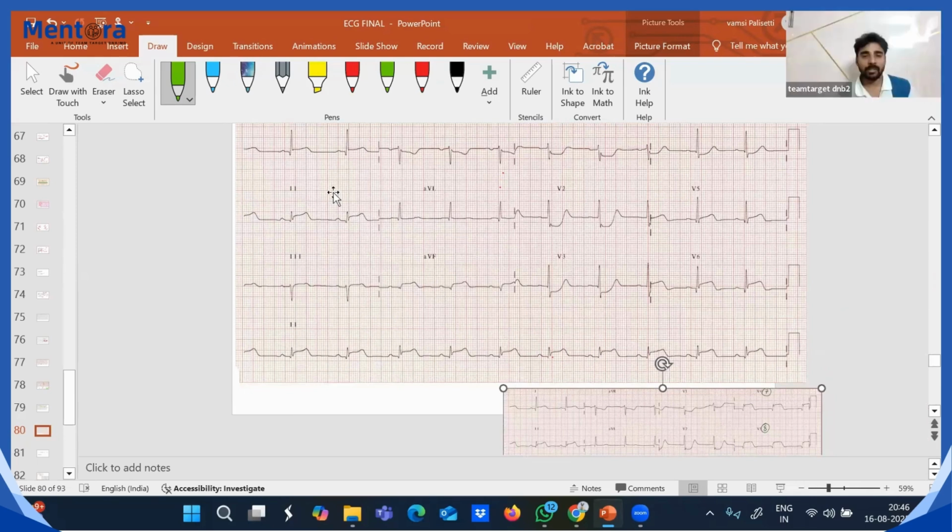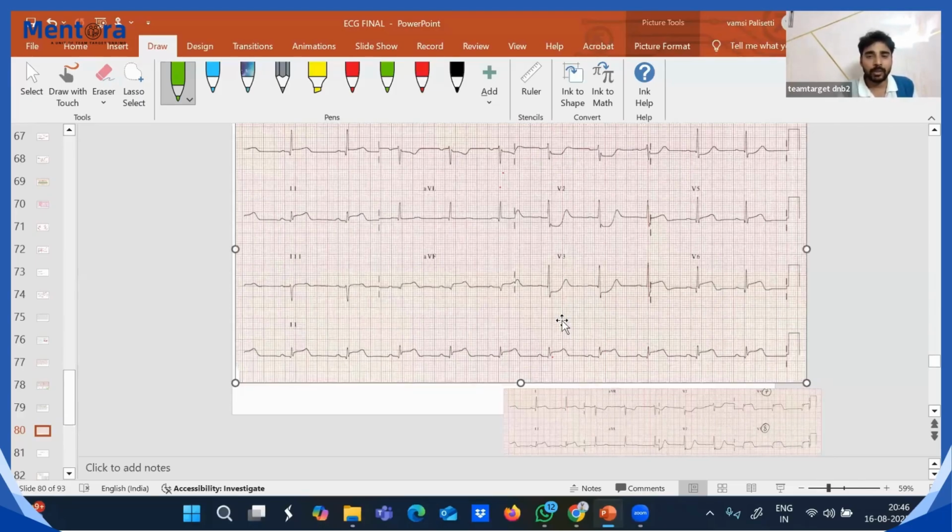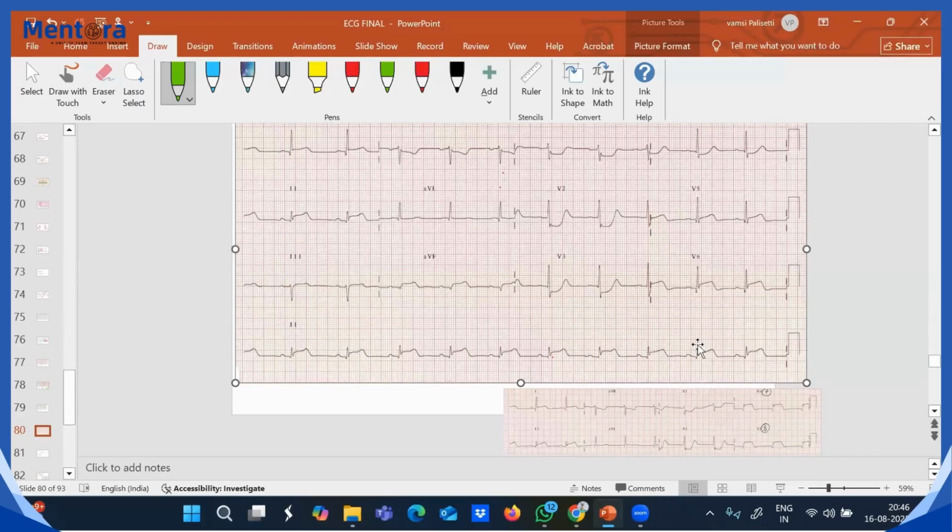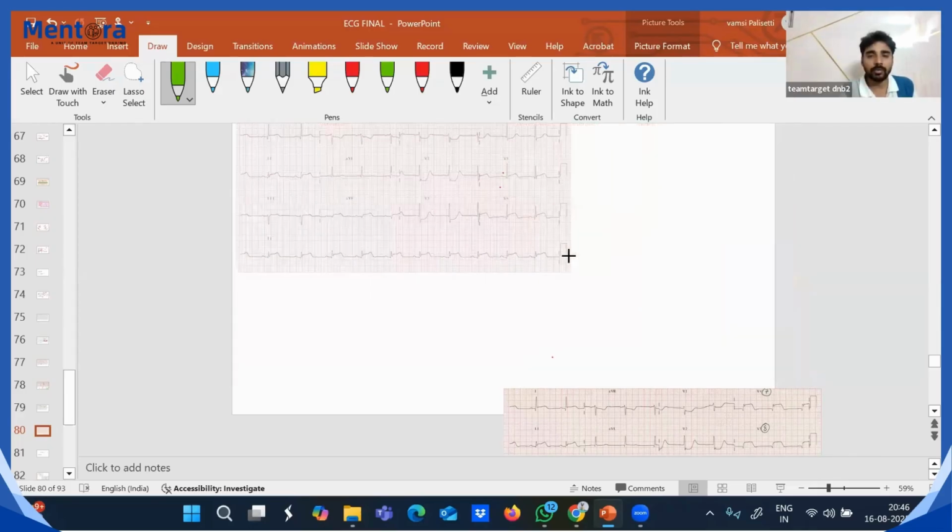Okay, one more point I want to say here. We already discussed ST elevated MIs. Now we are discussing STEMI equivalents. The first STEMI equivalent we are discussing is posterior wall MI. So let me discuss that. If you see this ECG, I will give you the standard dictum right now.